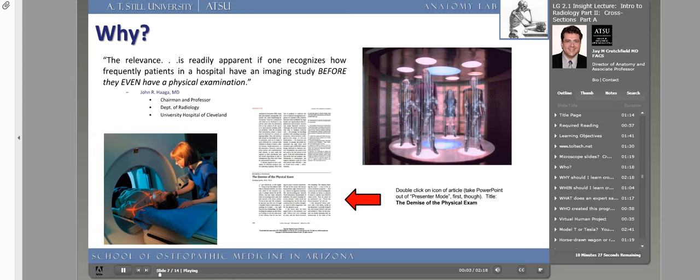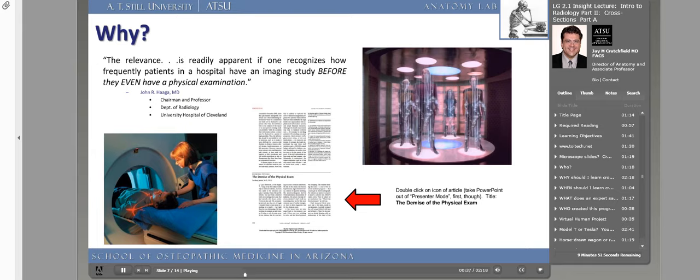As I alluded to in the previous slide, there are some physicians that argue the demise of the physical exam has occurred because of our quickness to reach for a radiological image. This quotation, also from the author of that same textbook, says the following: the relevance is readily apparent to learn cross-sectional anatomy if one recognizes how frequently patients in a hospital have an imaging study before they even have a physical exam, just like what happened to me at the Mayo Clinic.